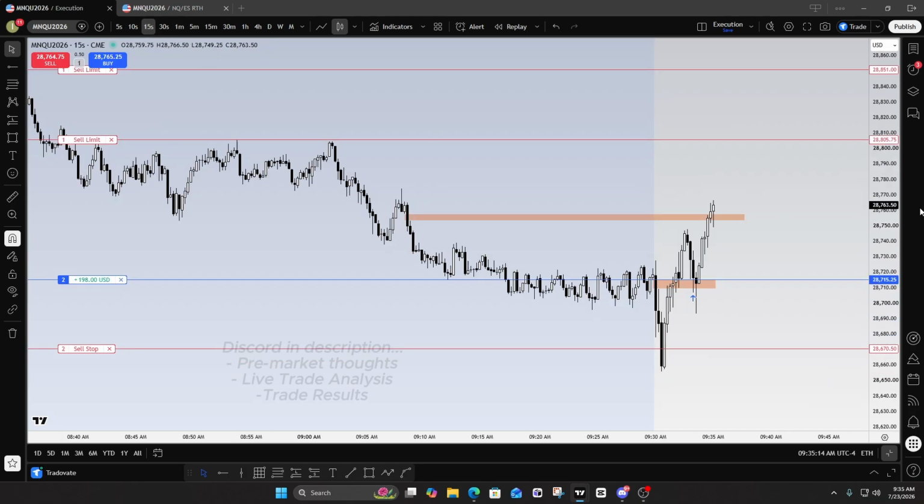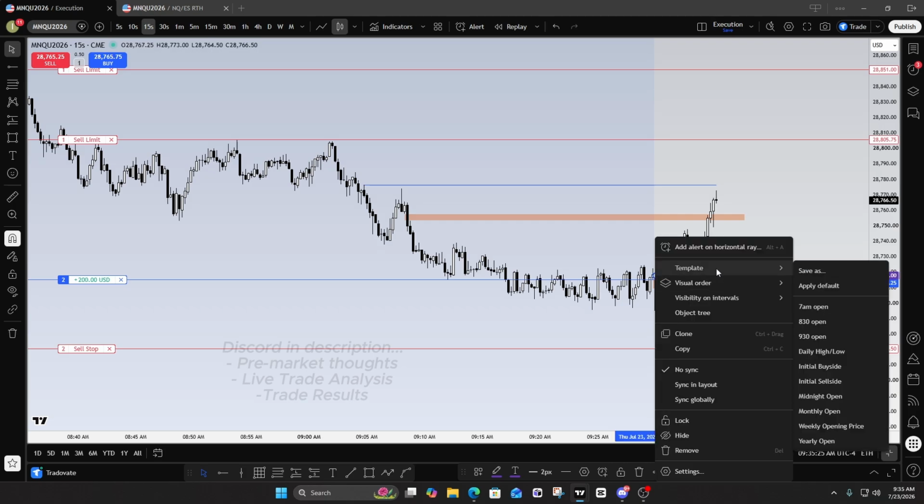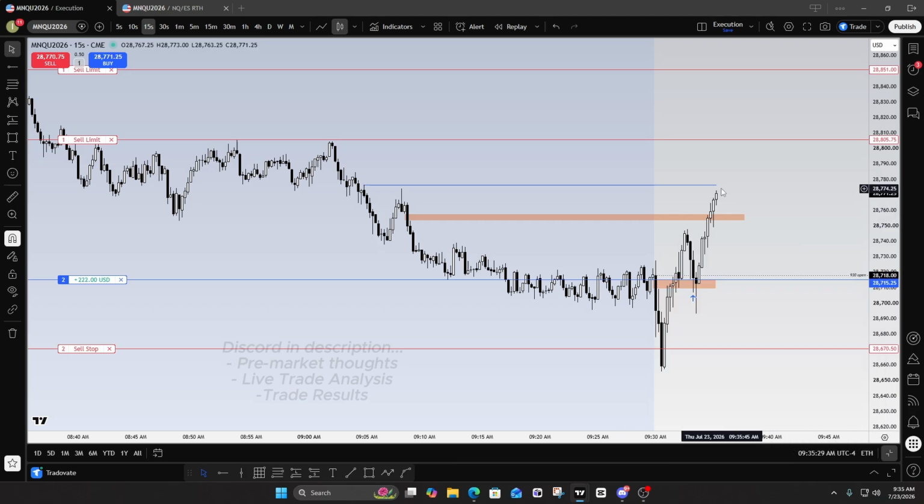Closed above it, so now I want to see it find support and get quickly above these highs. Once we get above these highs, we should run quickly up into my first partial level.